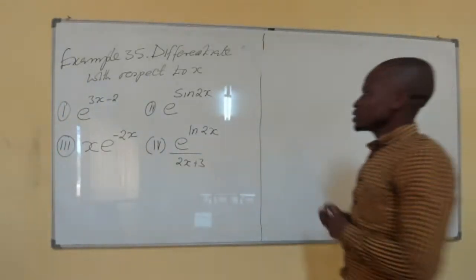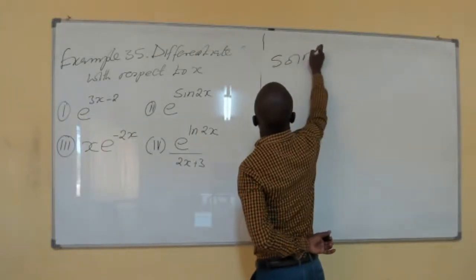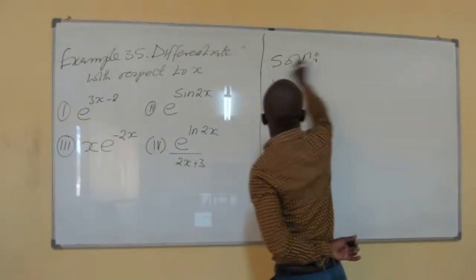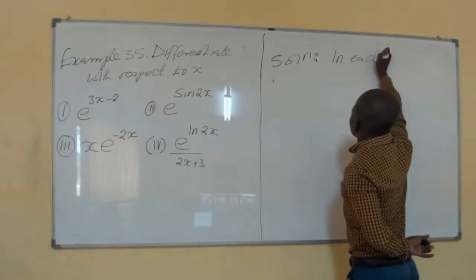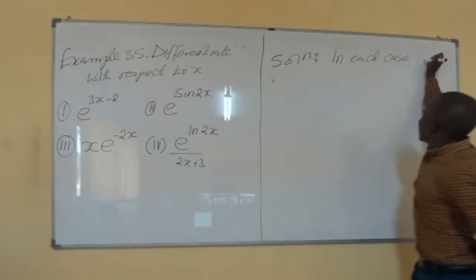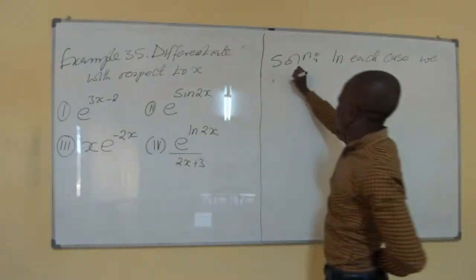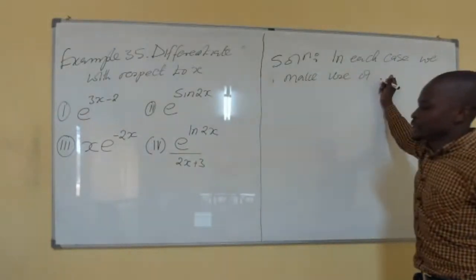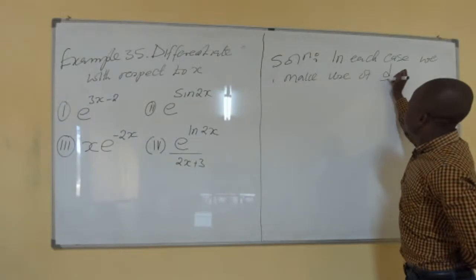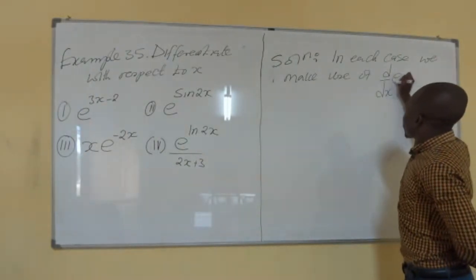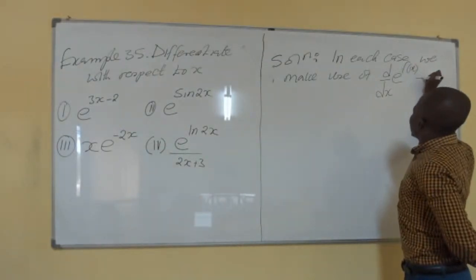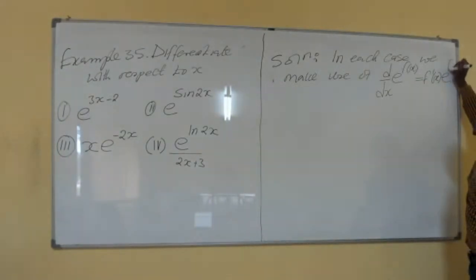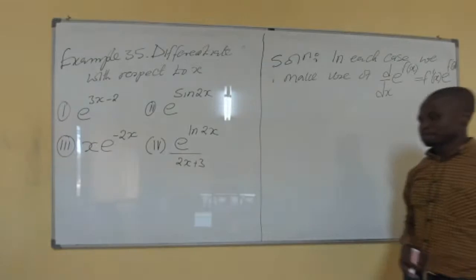Now, let's look at the solution. In each case, we are going to make use of the formula: the derivative with respect to x of e to the power f of x is equal to the derivative of f of x multiplied by e to the power f of x.